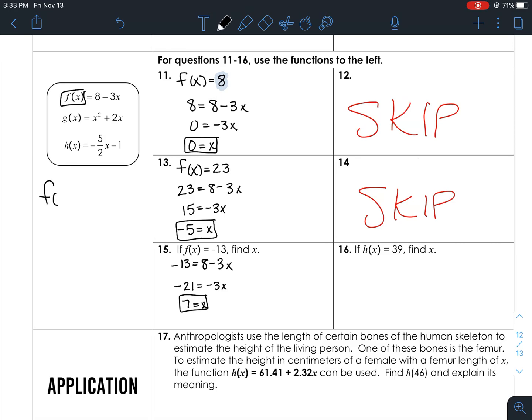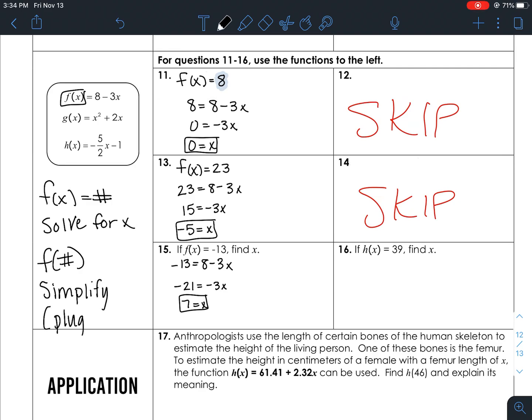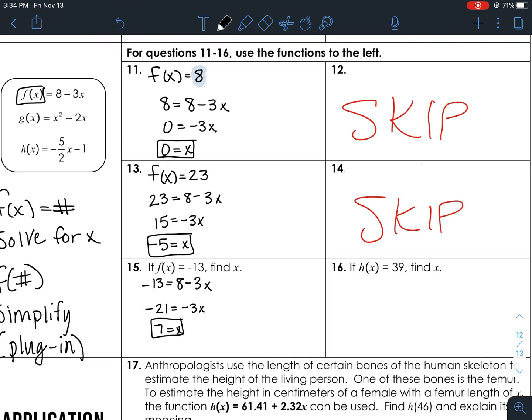When you have f of x equals a number, you want to solve for x. When you have f of a number, then you just simplify, or you can also say plug in to your equation.